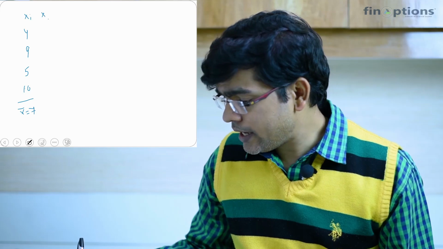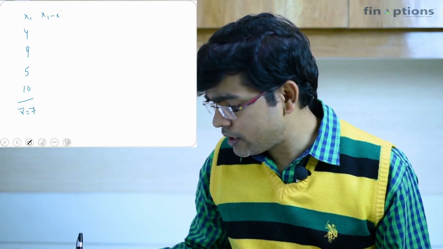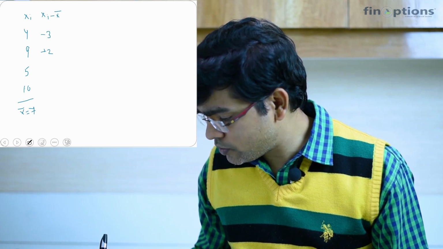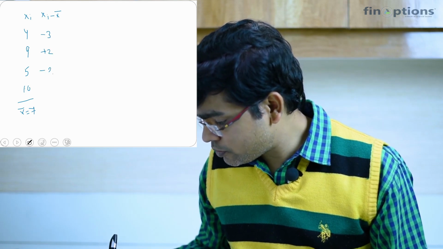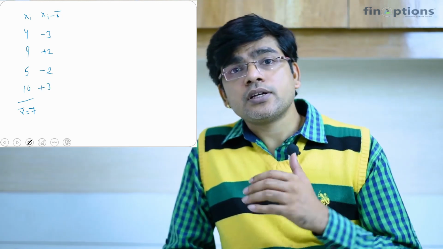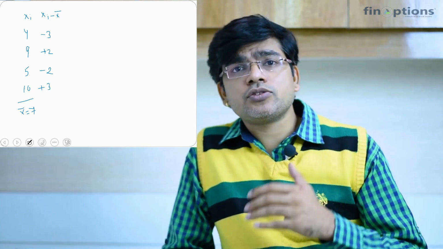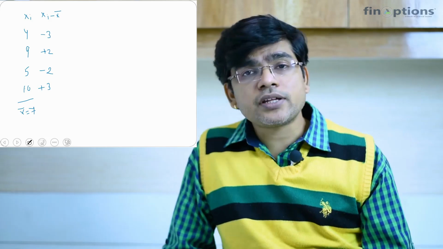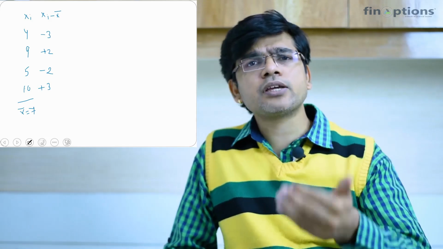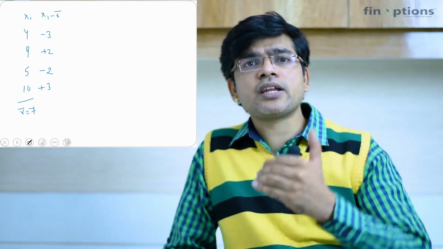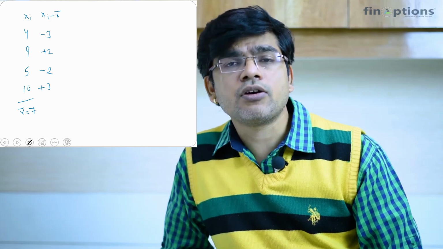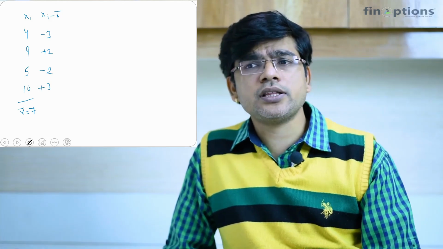So what you do is xi minus x bar, and what you get is minus 3 here, plus 2, minus 2%, and maybe another plus 3%. Now the thought is that in the past, let's say you have deviated minus 3 at one point of time and plus 2 at another point of time. So you think about taking an average of it and saying that on an average this has been the deviation of actual values from the anticipated value or the mean in the past.